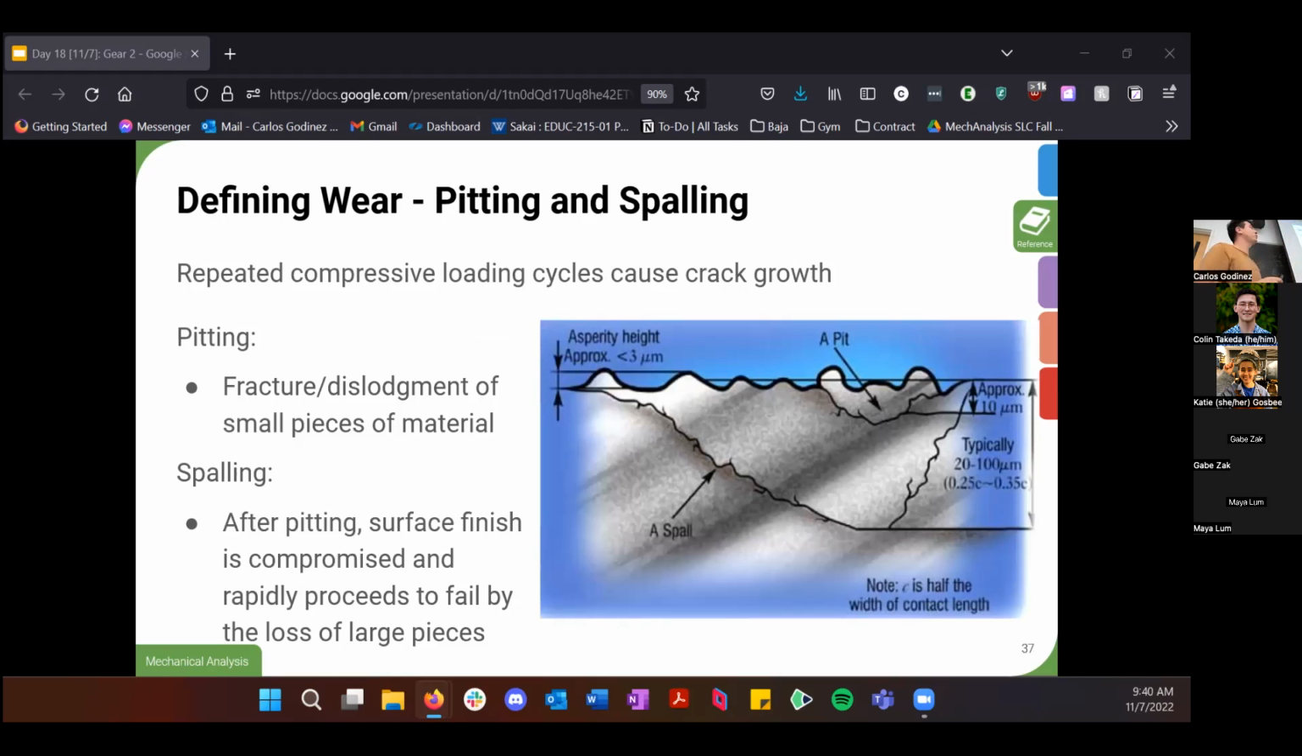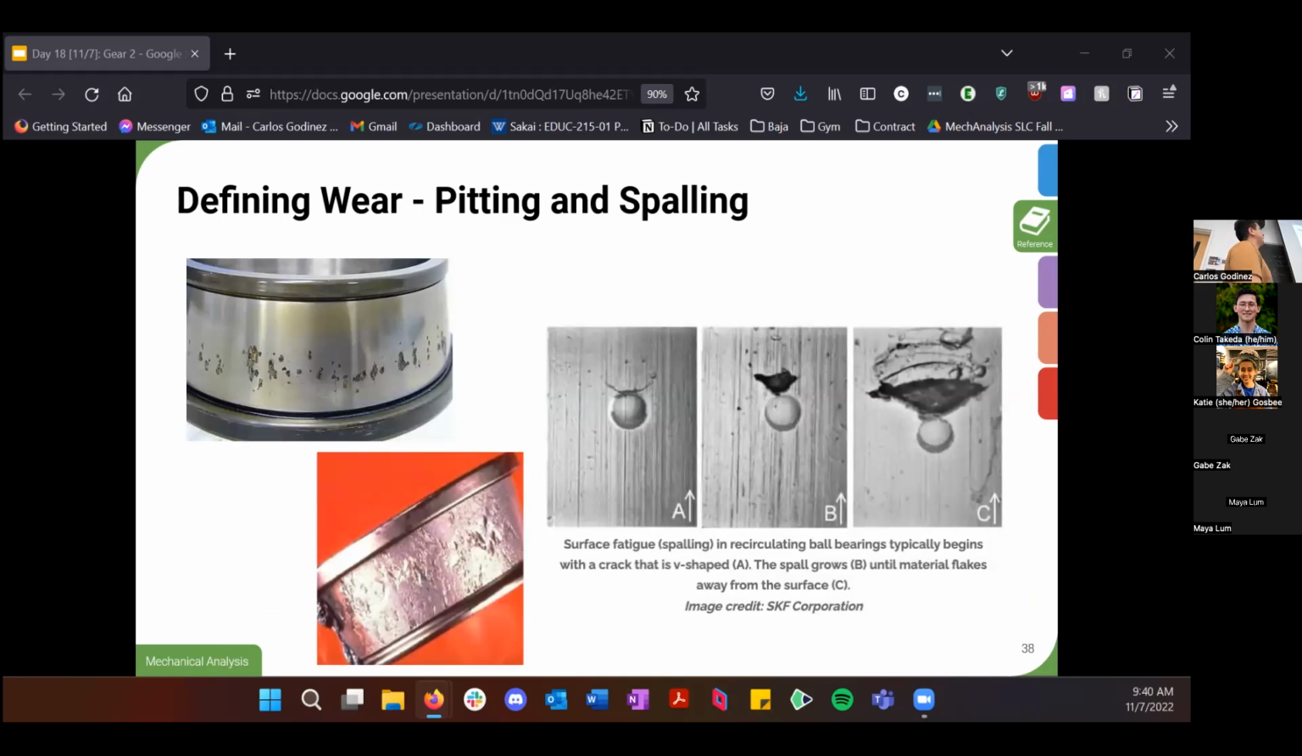And then very soon after the pit starts forming, the surface finish is going to very rapidly decay and you're going to have less and less material there. And it's going to very dramatically reduce your teeth. On a bearing, this is what pitting looks like after cycles and cycles of pitting.